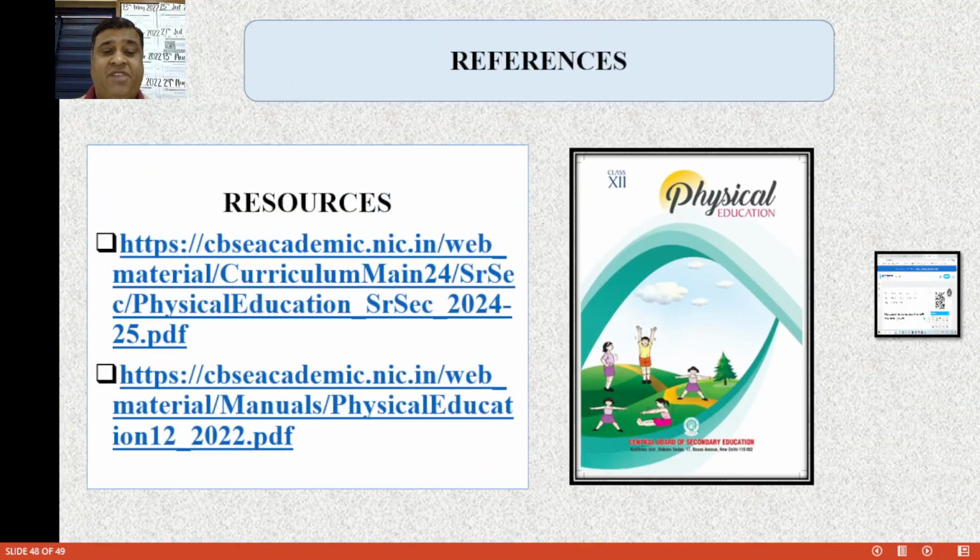Now the references which I have taken are purely the curriculum 24-25 and the CBSE handbooks and manual books, which are easily available on the CBSE site.